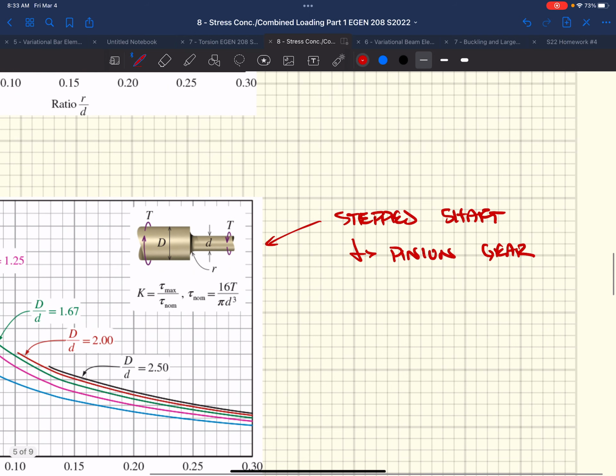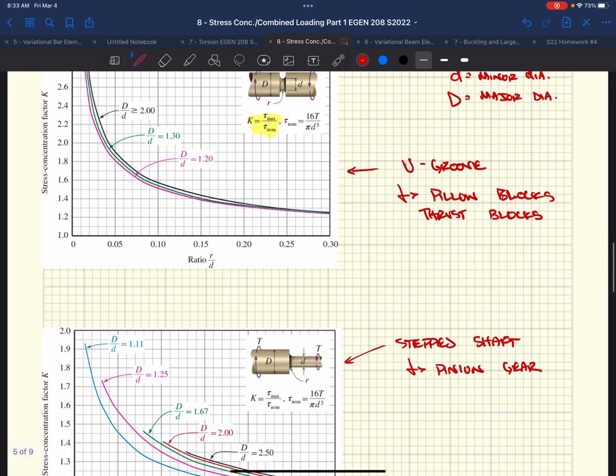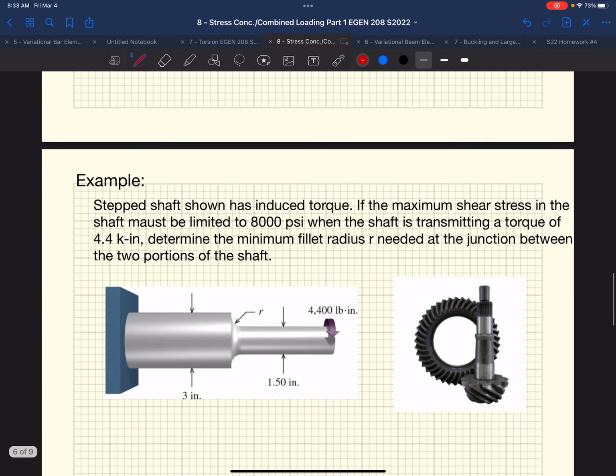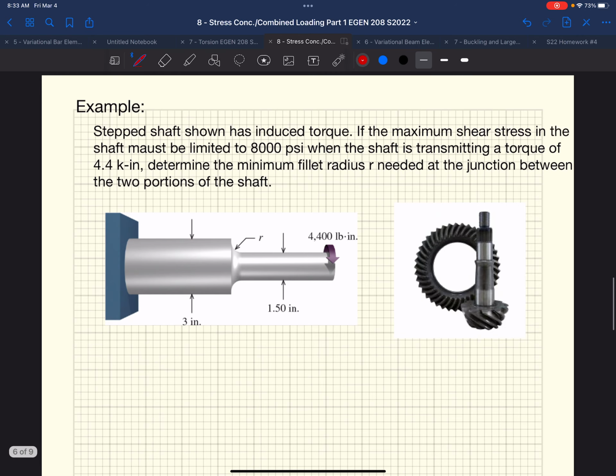A lot of times used in pinion gears. We're going to go through an example of that on the next sheet. But these are the two big stress concentration diagrams. Whether we have a stepped shaft, where we're changing the diameter of our shaft for some reason, or we need to hold our shaft down or apply a longitudinal load or fix it in the longitudinal direction, so we end up with this U-groove in our shaft. So we're going to go through just one example here.